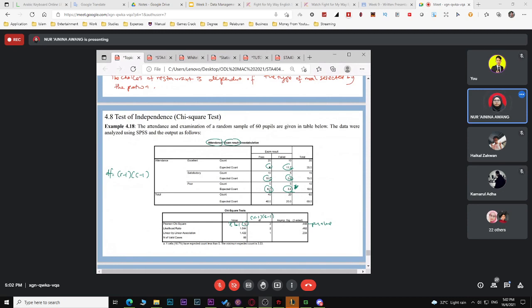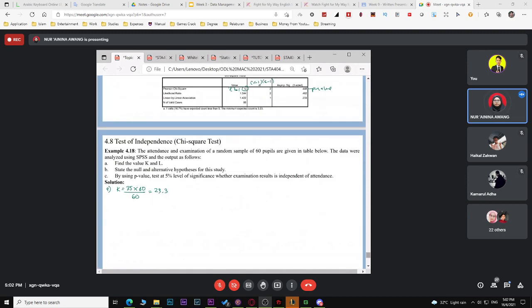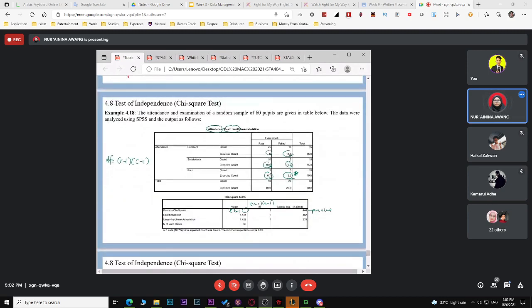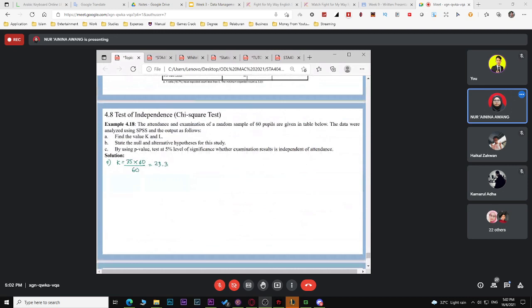It will become, from here, we had attendance earlier. So for attendance, we have excellent. And then here we have exam result. For exam result, we cannot do anything. We just take the pass and fail.